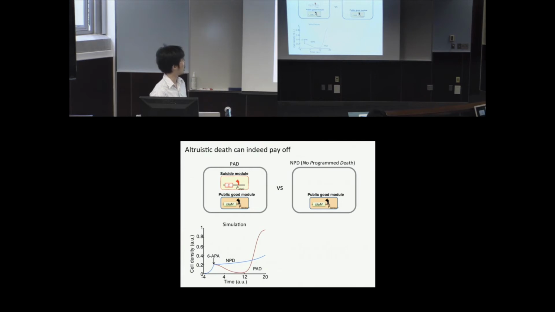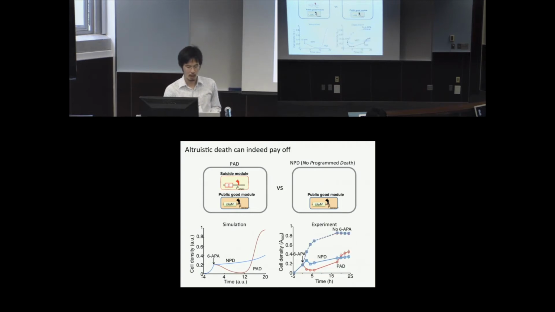On the other hand, the control strain, NPD strain, cannot lyse as effectively as PAT, and hence there'll be less BLIME, or public good, outside. So they cannot degrade 6-APA as efficiently as the PAT strain does. So it tolerates the stress, and it grows very slowly. And then I did the experiment, and I saw exactly that.